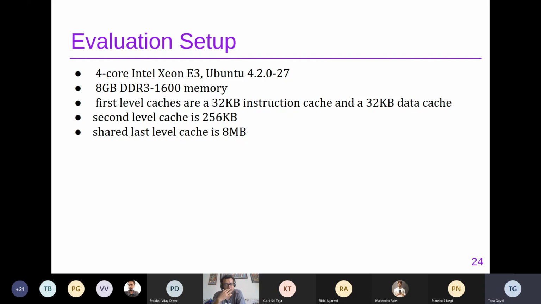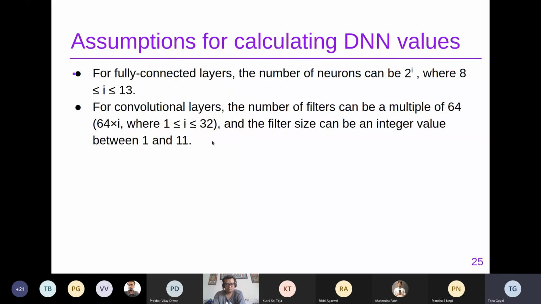Coming to the evaluation setup, they have set up a local machine for executing the attack. They're using a 4-core Intel machine with 8 GB memory and 3 different caches, and the last level cache has 8 MB size. From the cache side channel attacks, we get an estimated value of the matrix parameters.